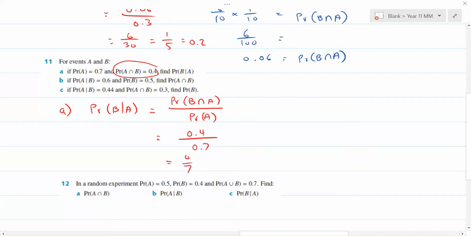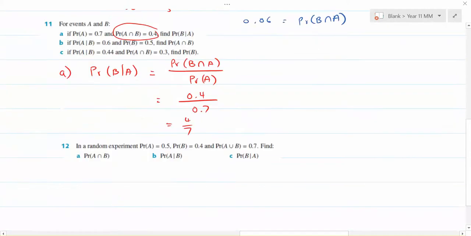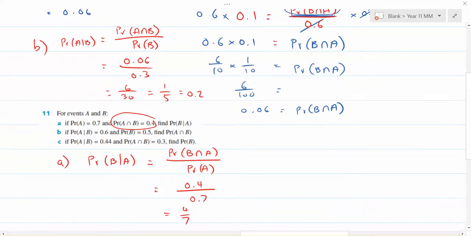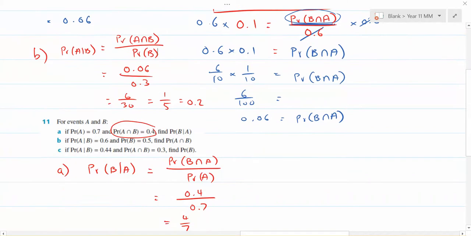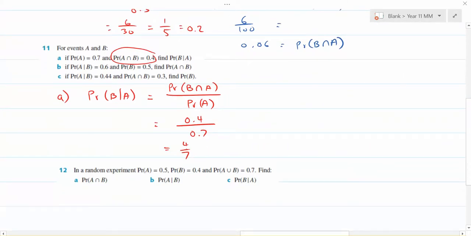Leave it as fractions. Don't change that to decimals. Wherever you can, leave it as fractions. Sometimes you can change it to decimals, but in our case, 4 and 7 doesn't work out nicely as decimals, so leave it as 4 and 7. So that's part A.